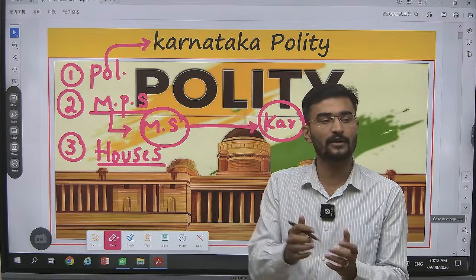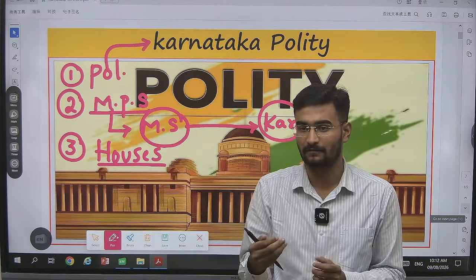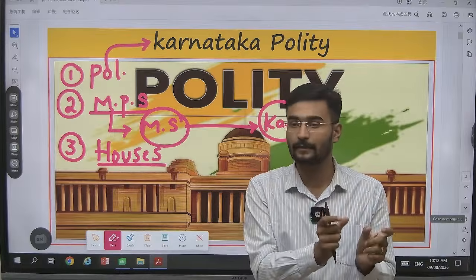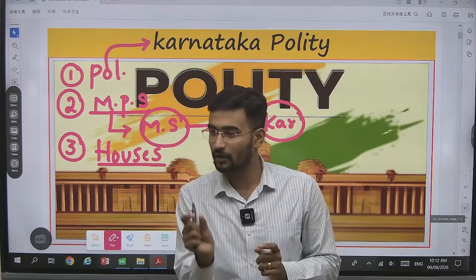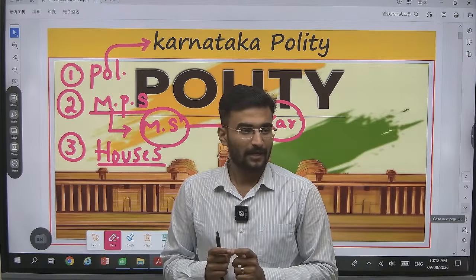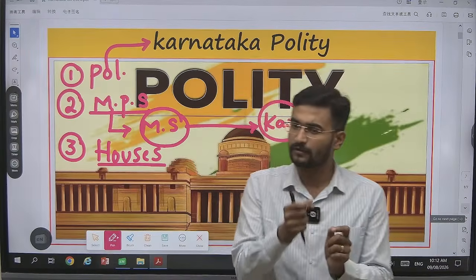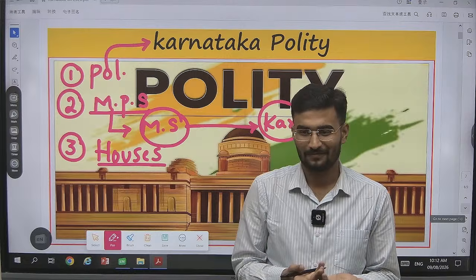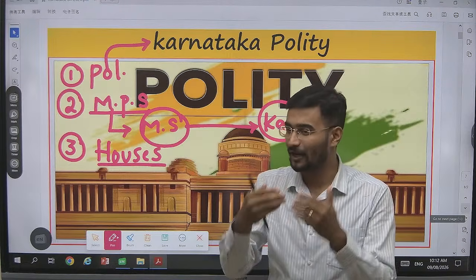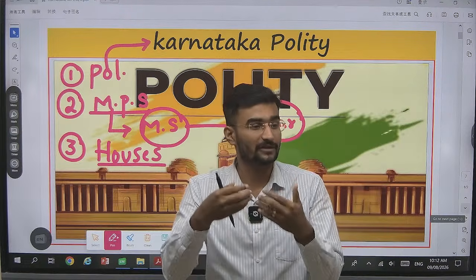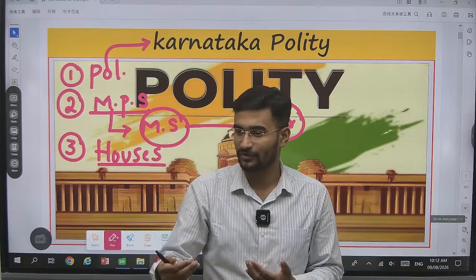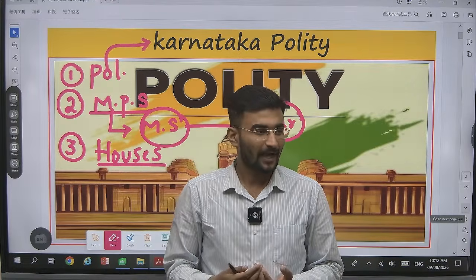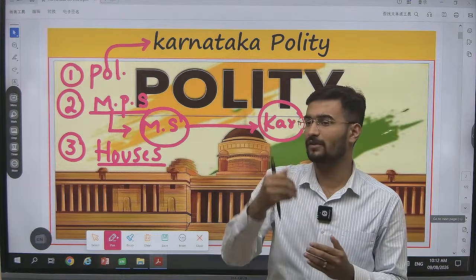But when you are reading it from an administrative perspective, you need to know the concept of delimitation, the concept of reservation. Now, the question here is, do we have the concept of reservation with respect to our upper houses? No. Now, the second question is, do we have reservation with respect to our lower houses? Yes. And the third one, what is the type of reservation we have in Karnataka?